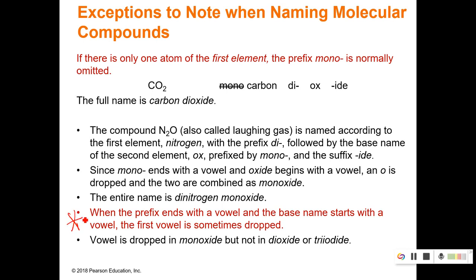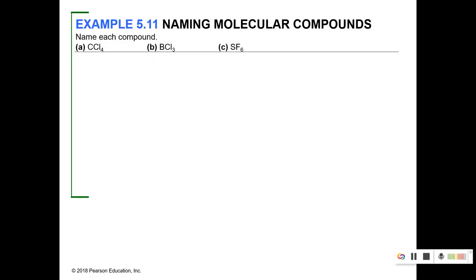Okay, this one is very important. If your prefix ends with a vowel and your base starts with a vowel, the first vowel is sometimes dropped. Okay, except in iodide. Iodide is special. They do not get dropped on iodide. So really, we don't put 2 O's together and we don't put an O and an A together. That's the biggest thing.